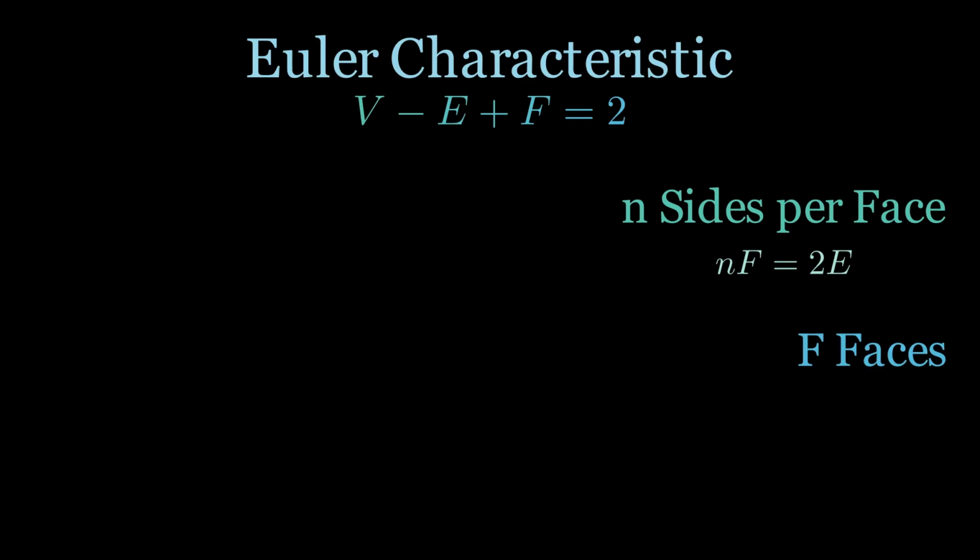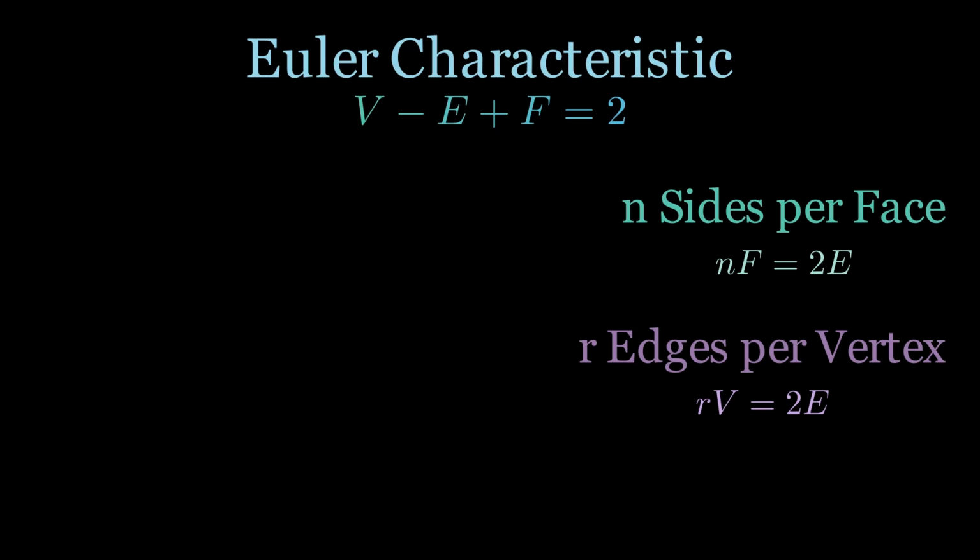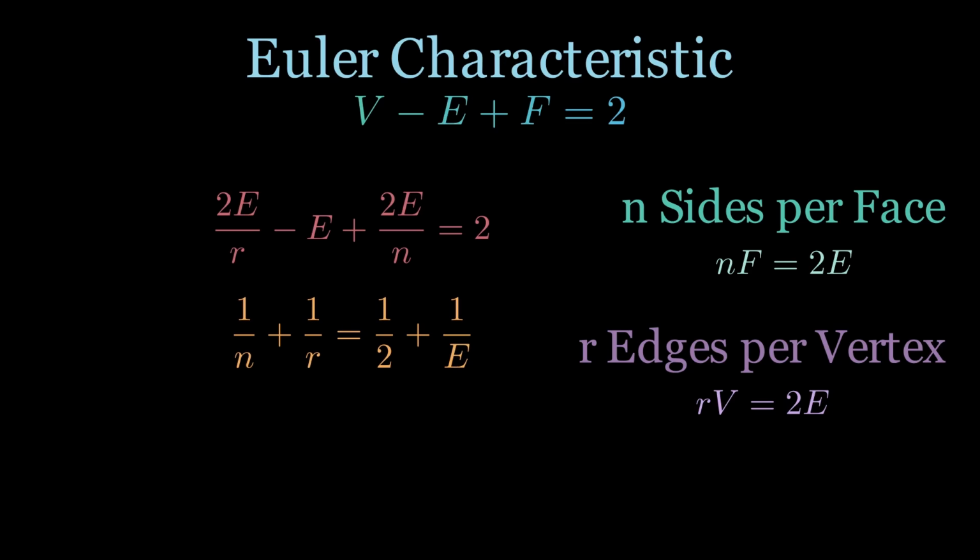Further, if the number of edges which meet at a vertex is r, and since each edge connects 2 vertices, then we get that r times v is equal to 2 times e. Plugging these 2 equations into the first equality, we arrive at 2e over r minus e plus 2e over n is equal to 2. And by dividing by 2e, we get that 1 over n plus 1 over r is equal to 1 over 2 plus 1 over e.